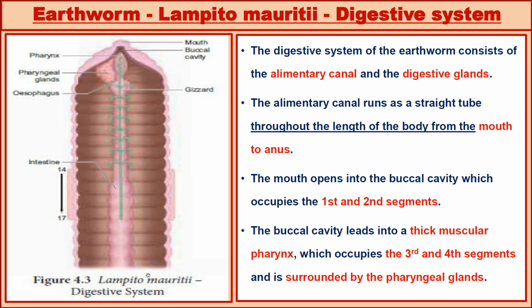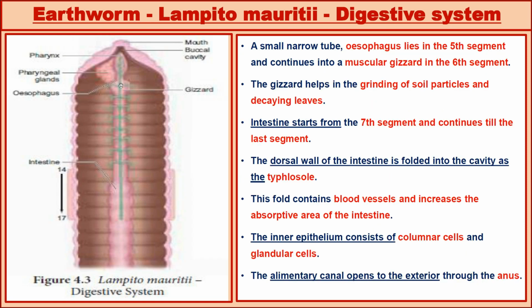The digestive system of the earthworm consists of the alimentary canal and the digestive glands. The alimentary canal runs straight throughout the length of the body from the mouth to the anus. The mouth opens into the buccal cavity, which is present in the first and second segments of the body. This buccal cavity opens into the thick muscular pharynx, present in the third and fourth segments. The pharynx is surrounded by the pharyngeal glands or salivary glands.